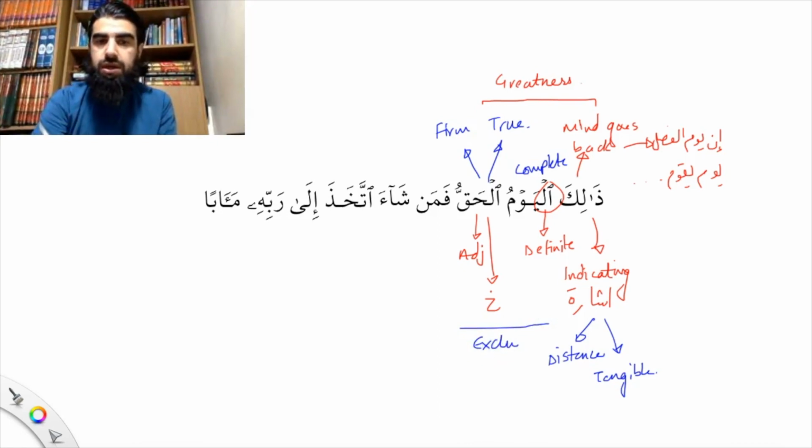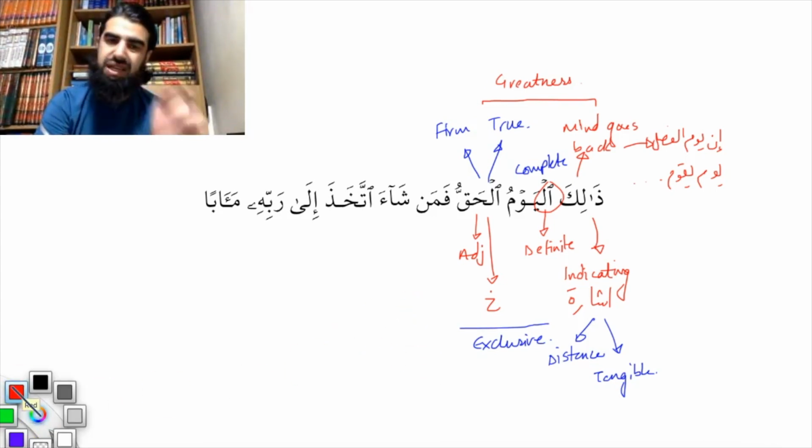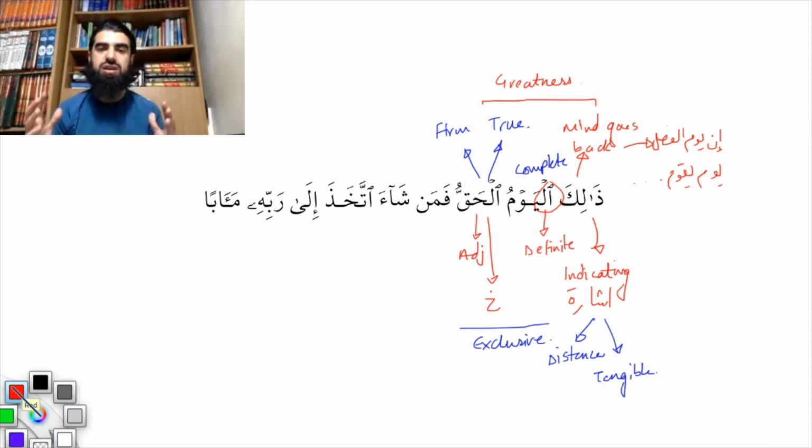Now, the Al-Haq, when you have the Al over here in a khabar, what it does basically is create exclusivity, meaning ذَلِكَ الْيَوْمُ الْحَقِّ. So if you translate it as that is the Haq day, then you're translating it as that is the only Haq day. It's a form of hasr, right, in Arabic. There is no other Haq day like this day. Or if you translate it as that day is the Haq, there is no other Haq. This dunya is not Haq. This dunya is batil. This dunya is temporary. This dunya is not lasting. It's not firm.